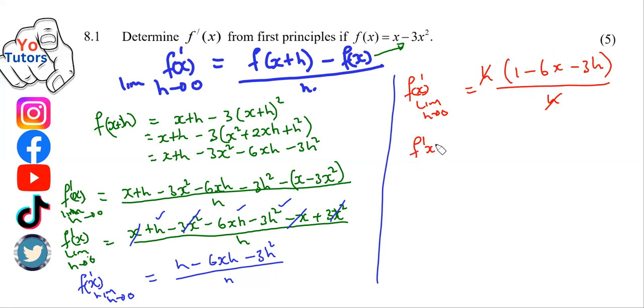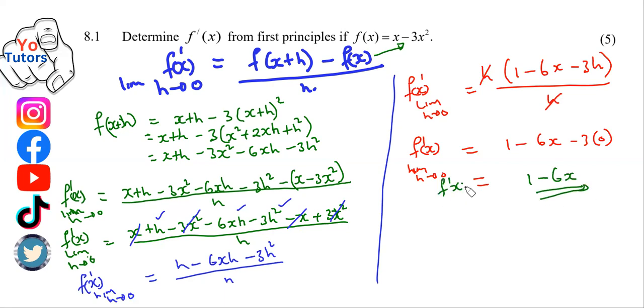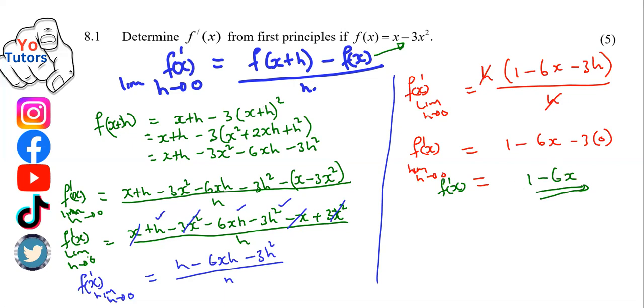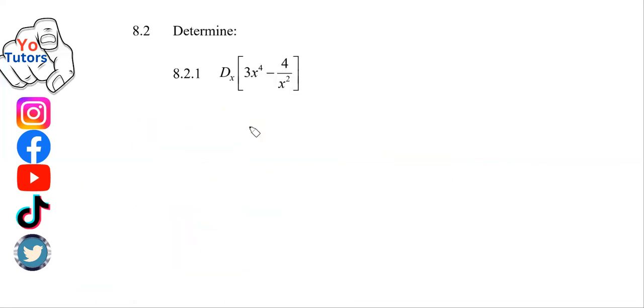So our f of x there, when limit h is approaching 0, it means that we're going to have 1 minus 6x minus 3 times 0. Then our final answer there will be equal to 1 minus 6x. So this is what you call the derivative that we are looking for. So you can check here what I've done. This is your answer. So when you get that answer, you know that, oh, I'm on the right track. Okay, so this is how you actually check yourself. Let's go on to the next question.